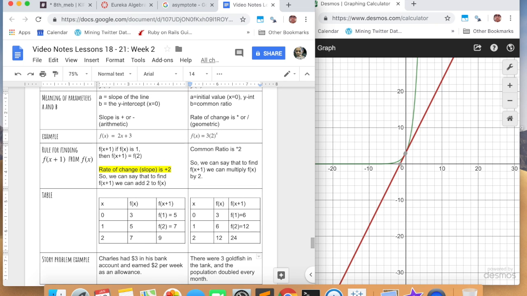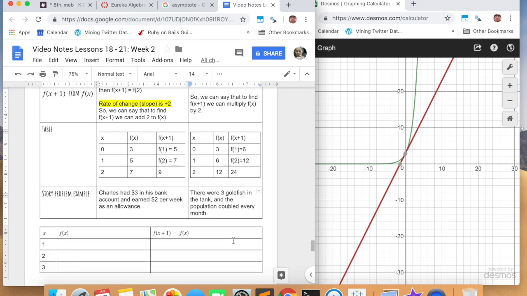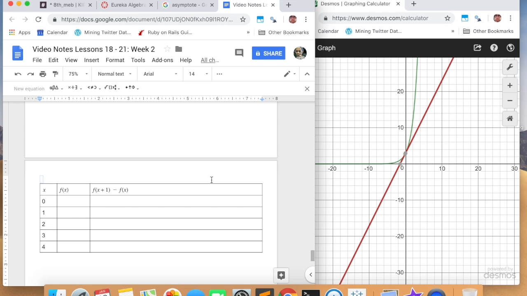So I have this other table below that I want you to try to work out on your own. If you have any questions about it, please bring it to class. We want to find out f of x plus 1 and subtract f of x from that answer.